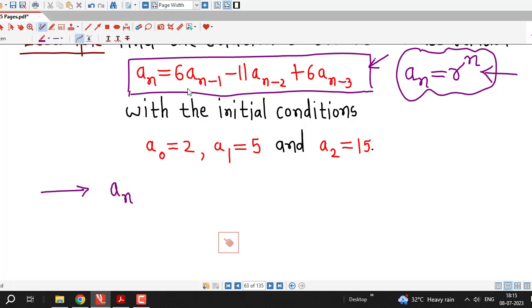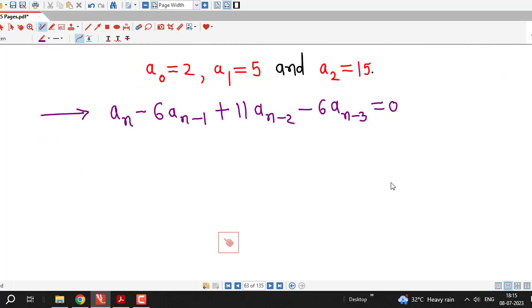Before that, I am considering all these terms on the left hand side, and I am rewriting the given recurrence relation. So this is minus 6 times a suffix n minus 1 plus 11 times a suffix n minus 2 and minus 6 times a suffix n minus 3 equal to 0. And I will consider an equal to r raised to n. So I am putting an equal to r raised to n in the above recurrence relation.